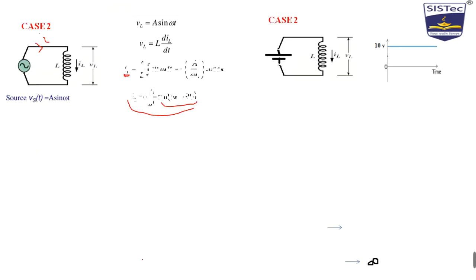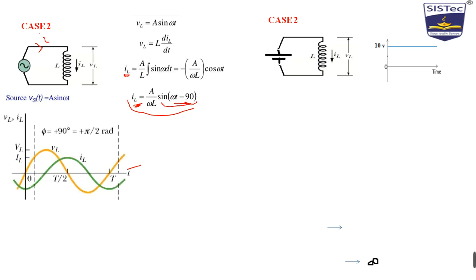And now here, the current that is coming has a phase shift of 90 degrees. All right. So how will we plot these waveforms? The voltage starts from 0 and the current is lagging behind. So we can say that the current lags the voltage by 90 degrees. This is the lagging. Current lags the voltage by 90 degrees.